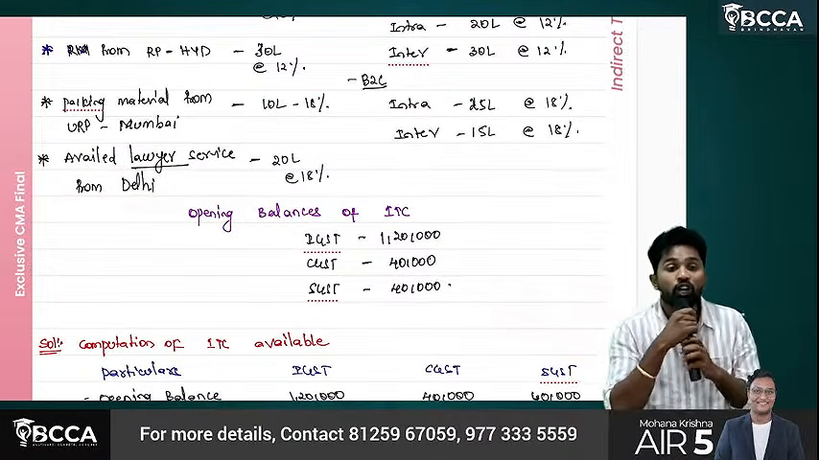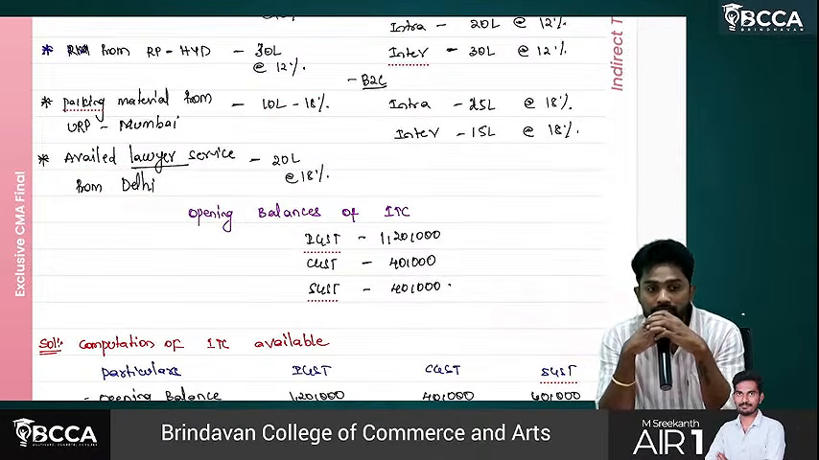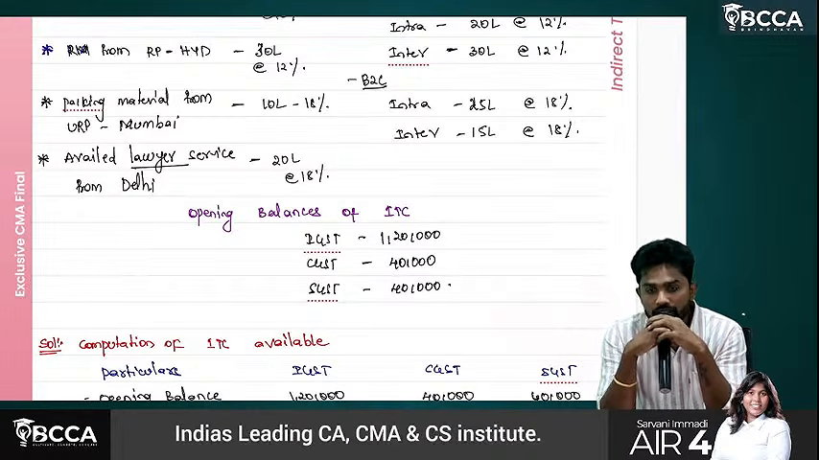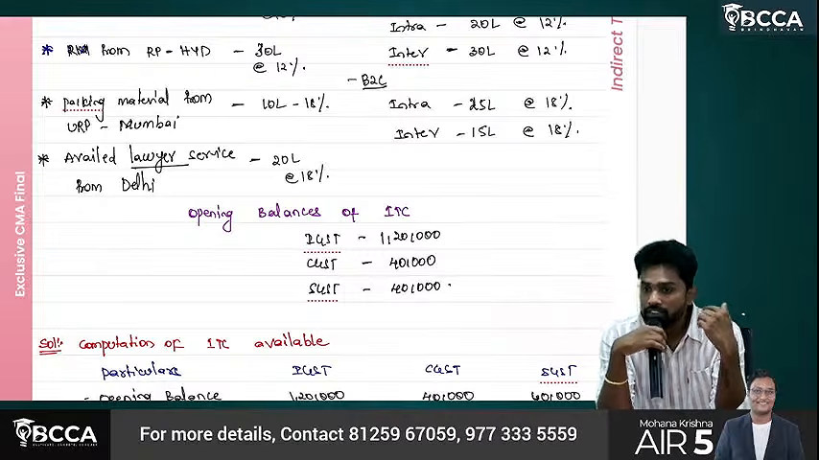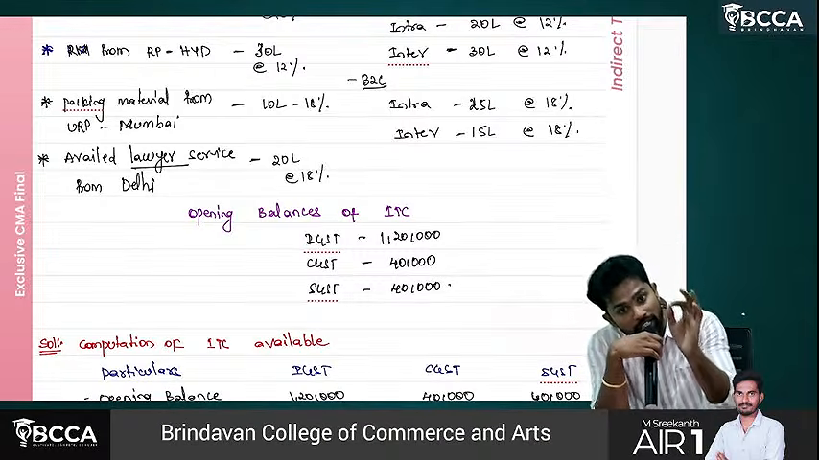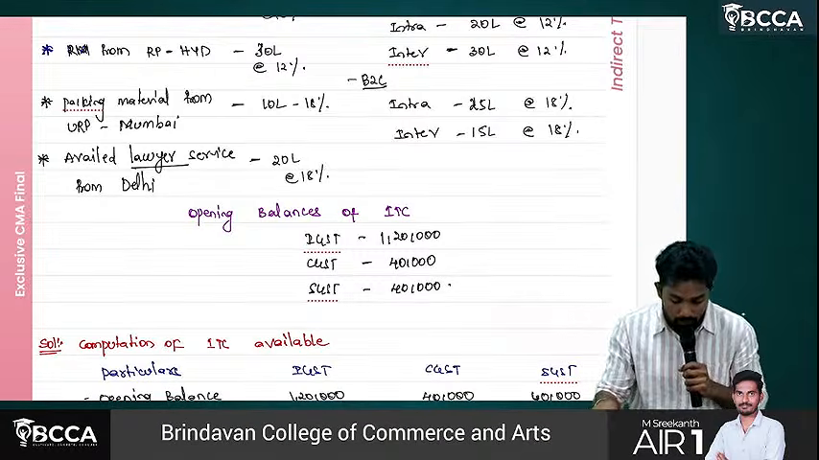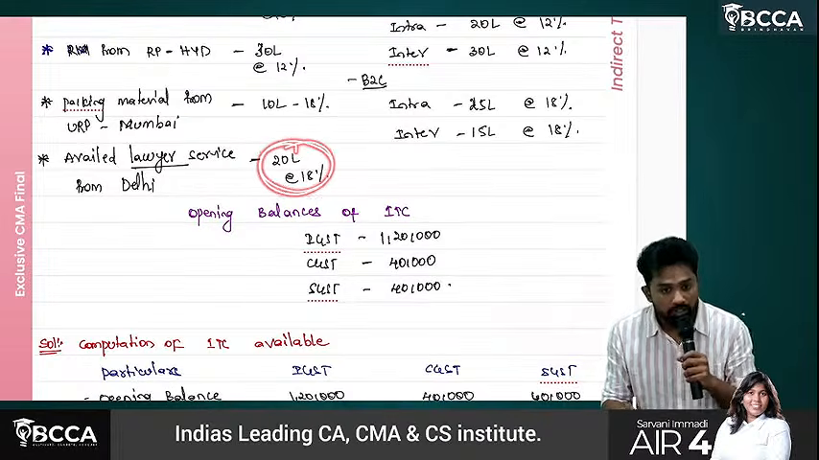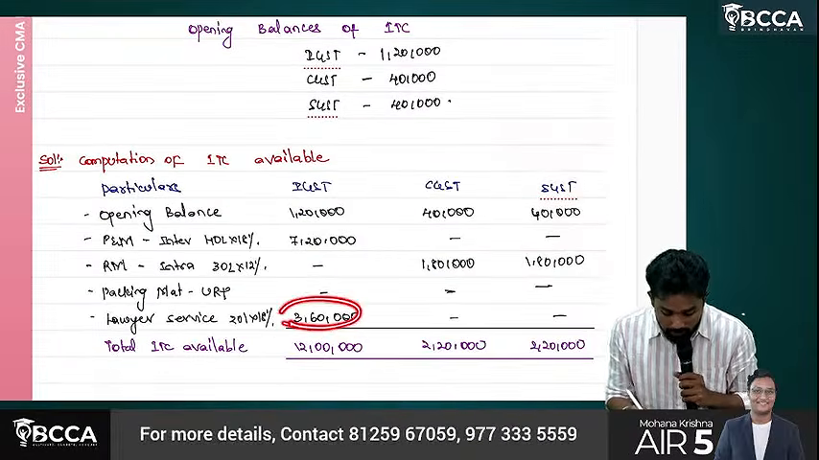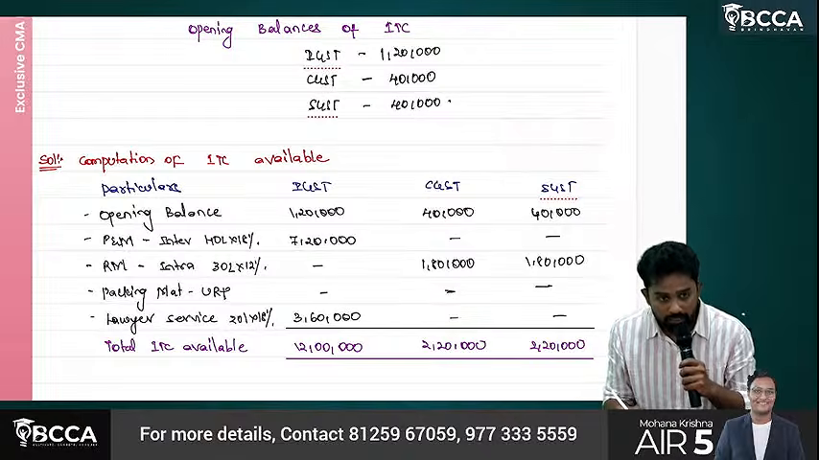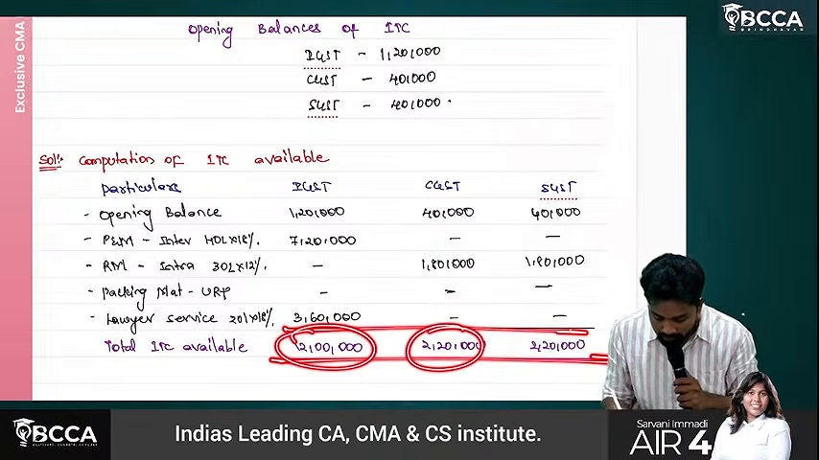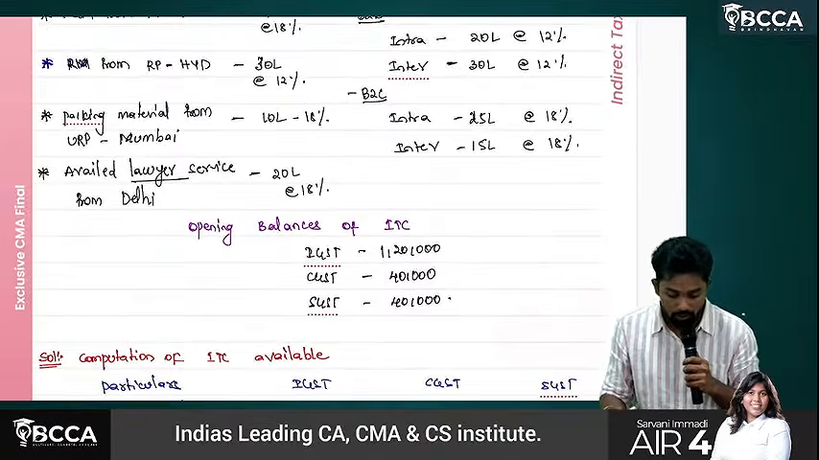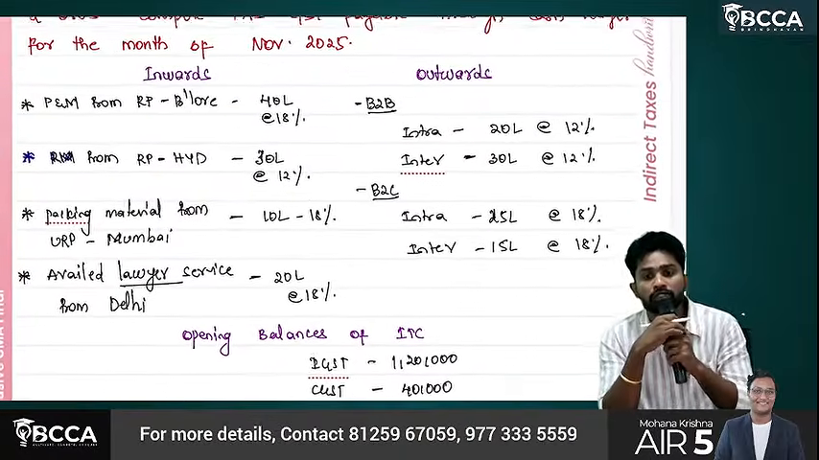Then availed lawyer service from Delhi. Sir, understand lawyer service is covered under RCM. But does it make any difference to avail ITC? Whether it is FCM or RCM, you can avail ITC. So on this also you can avail ITC. So 20 lakhs into 18%, total how much? 3,60,000. So total ITC available is how much? 12 lakhs, 2,20,000, 2,20,000.